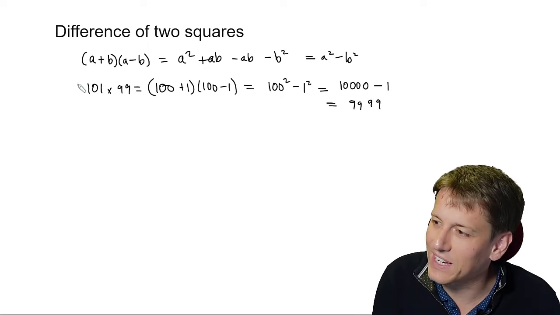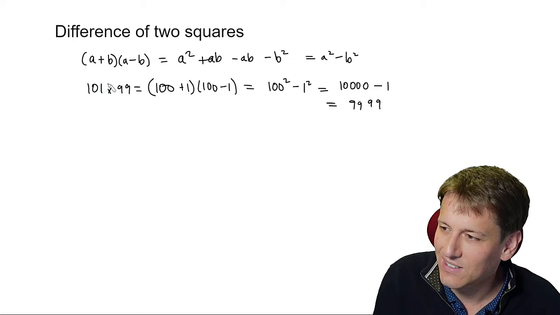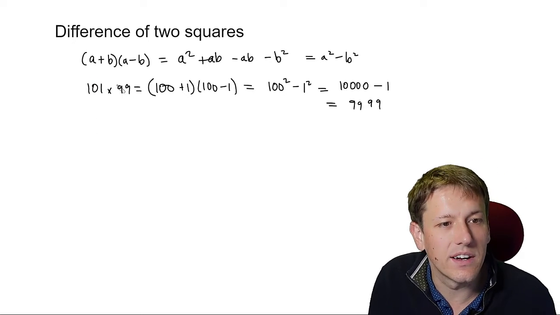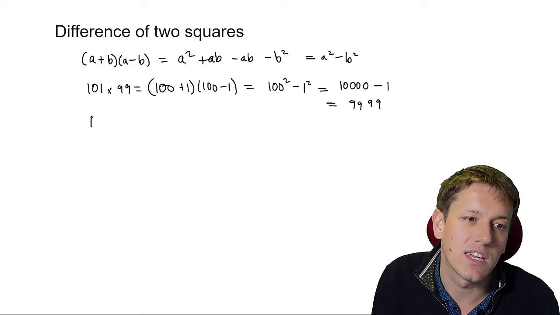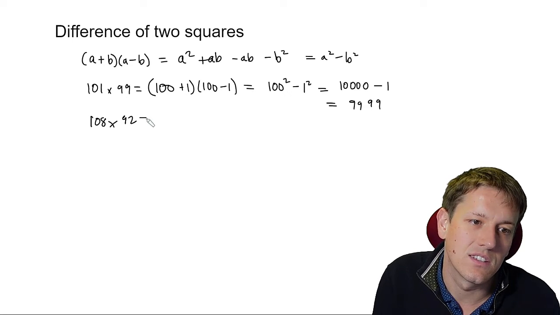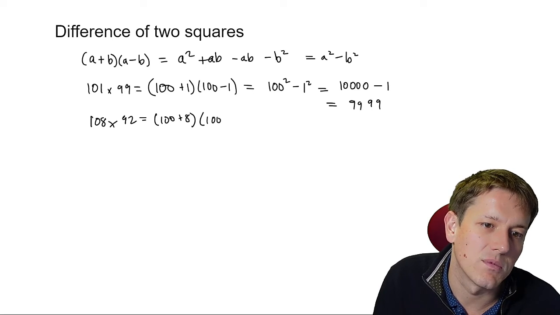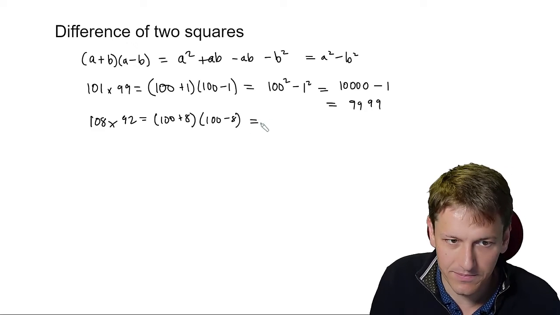I mean, you could also do that calculation pretty quickly directly by just saying it's 100 times 99 plus 1 times 99, but you could apply the same logic here and do 108 times 92, right, and do 100 plus 8 times 100 minus 8.